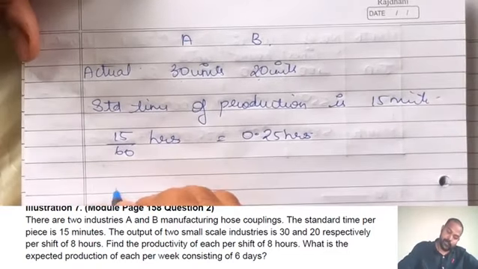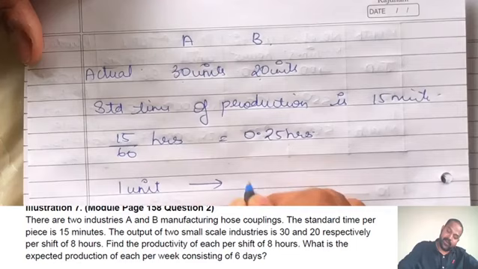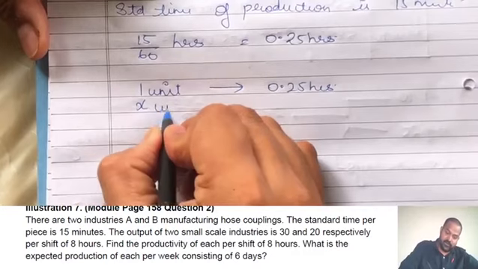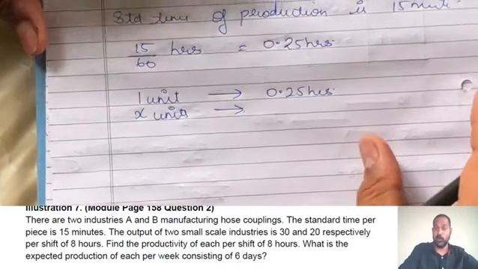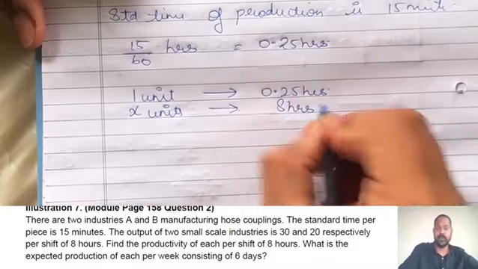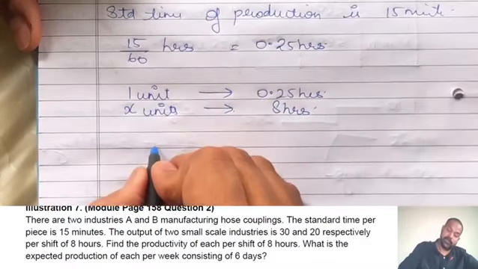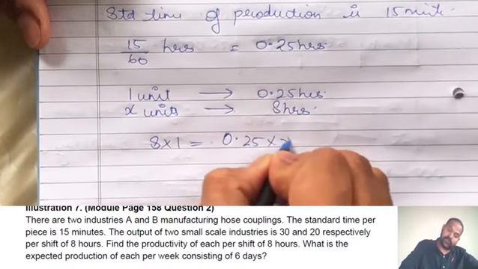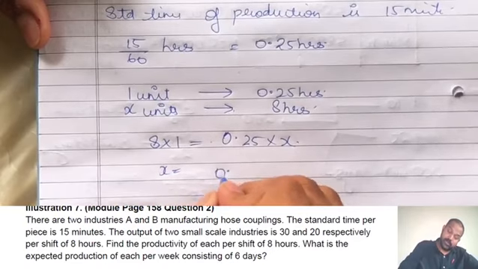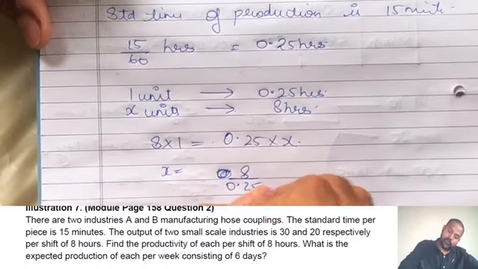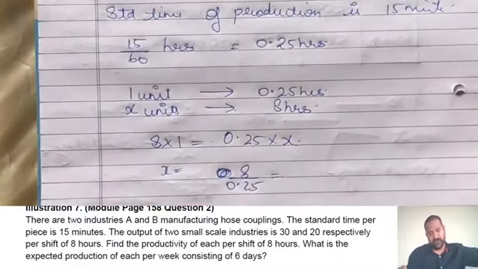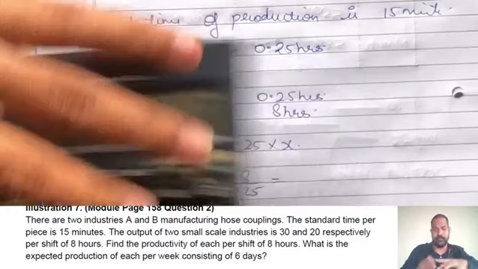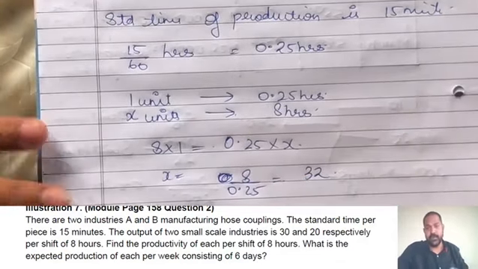So I am going to say 1 unit takes 0.25 hours. So I will make X units in how many hours? In 8 hours. Cross multiply. So I will have 8 into 1 is equal to 0.25 into X, or X is 8 divided by 0.25, which is 8 fours are 32 if I am correct. 8 divided by 0.25, yes, 32. So the answer is 32.